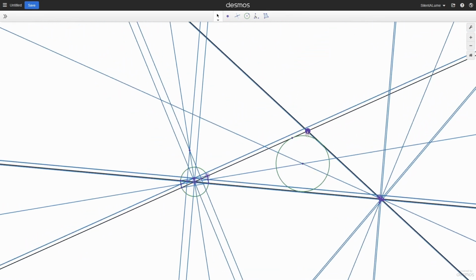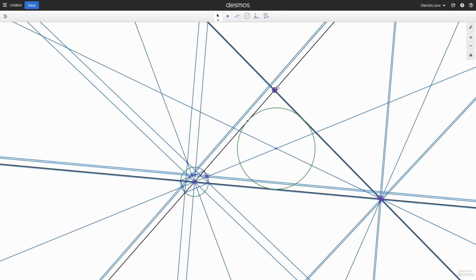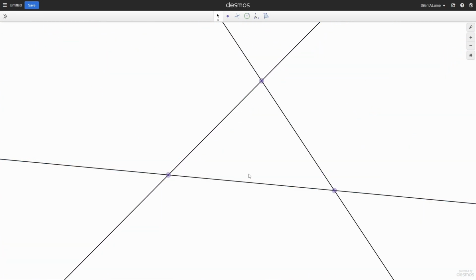That's very trippy. There's a lot of lines. Okay, so now we have to make this a little bit difficult. Now, the challenge here is to somehow get only one circle.